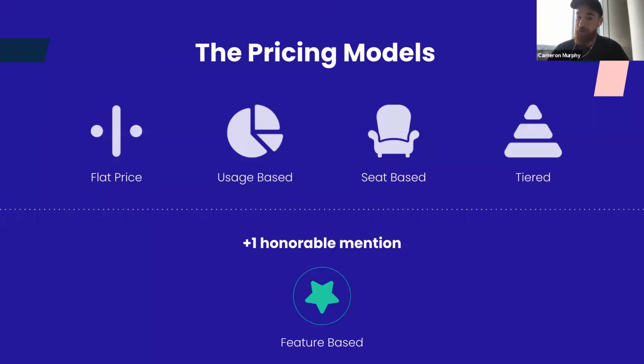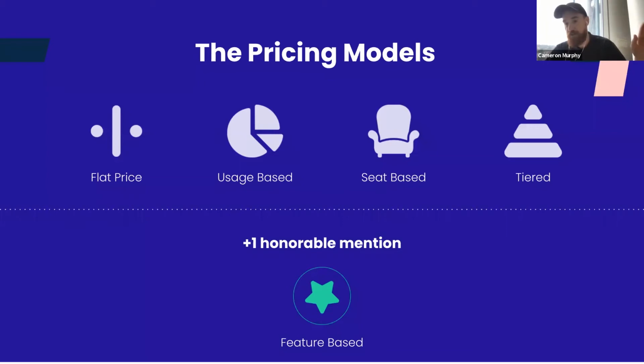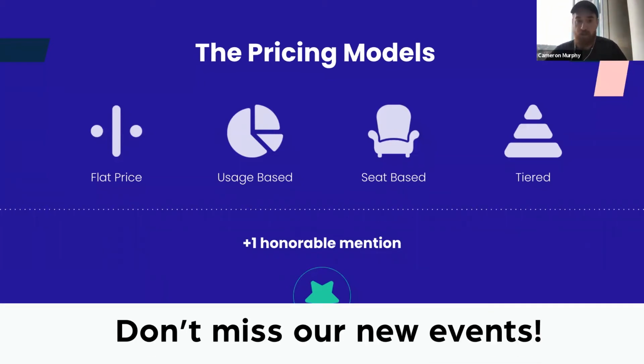There's also an honorable mention, which is basically feature-based. So feature-based pricing can kind of be added on. You can add feature-based pricing to each of the above models, which is why it's not a standalone one. In fact, tiered pricing is basically just where you create buckets of features that you charge for, where the top tier is the most features and the bottom tier is the most limited amount of features.